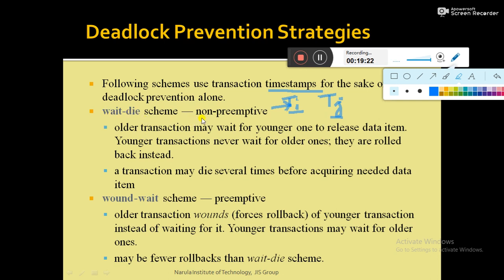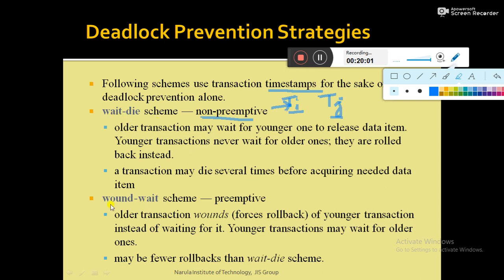And why it is called non-preemptive: in that case the transaction Tj is already holding the data item. So due to the request by transaction Ti, the currently executing transaction Tj is not going to be preempted by the CPU. Currently executing transaction is Tj. Due to the request by transaction Ti, the CPU will not release Tj. The CPU will continue with Tj. That is why it is called a non-preemptive technique.